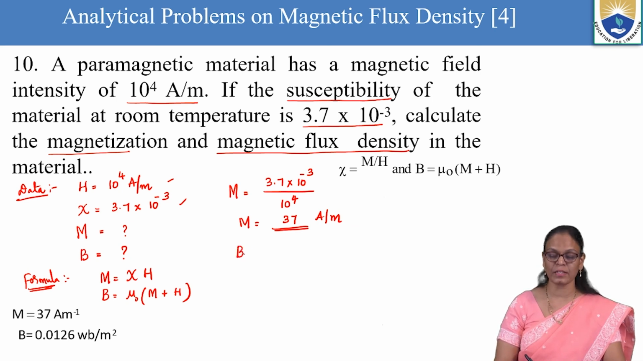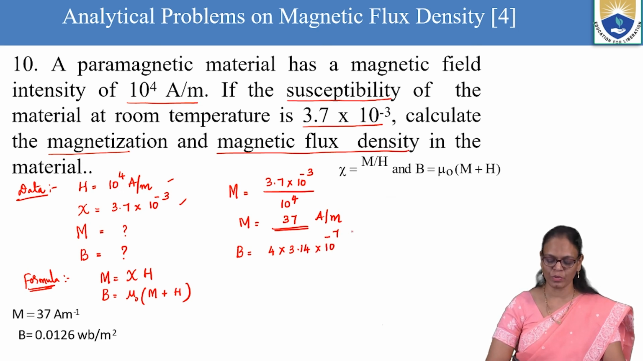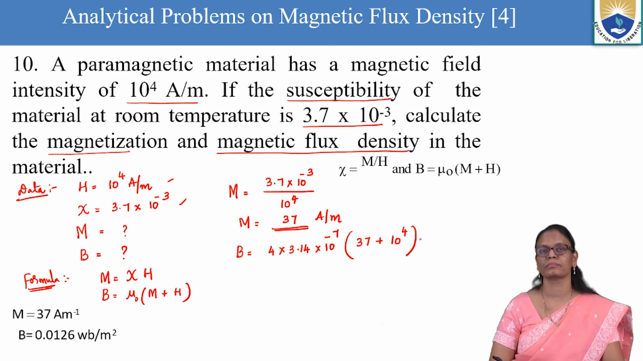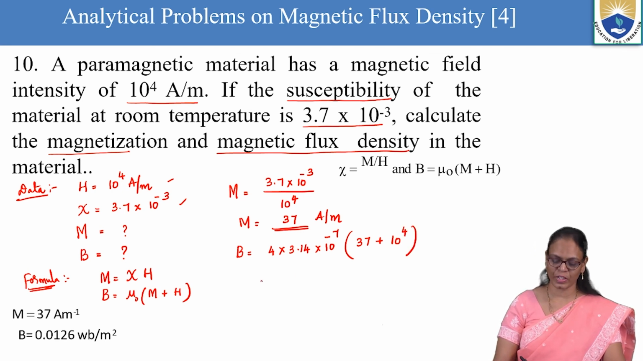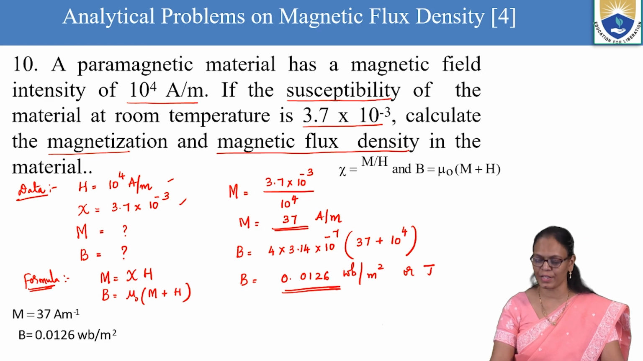Next, we have to find B. B is equal to mu naught. Mu naught is a constant, 4 pi. 4 into 3.14 into 10 power minus 7 into M plus H. M is 37 plus H, which is 10 power 4. So, when we substitute and simplify, we get 0.0126 Weber per meter square or Tesla. This is the value of the magnetic flux density or the magnetic induction we get.